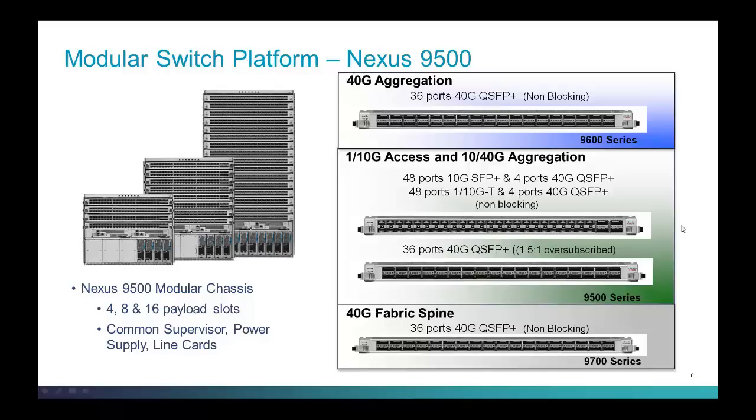If you're running it in ACI mode, it would be a 9700 in the spine, and likewise a 9500 in the leaf. Once again, the 9700 would just run 40 gig. In the future, obviously, we would provide 100 gig or 400 gig. And the 9500 would, like I say, also be 40 gig to go upstream to the spine, and a 1/10 gig card to go downstream. And then this is reiterating, you can use a 16-slot chassis, a 4-slot chassis, but 8 is the middle one.